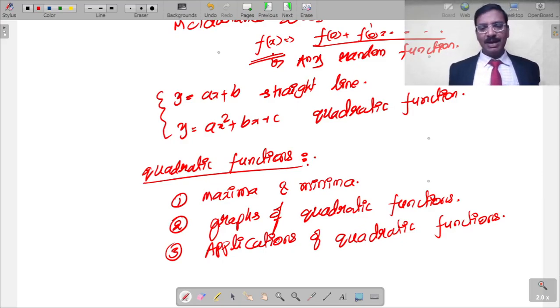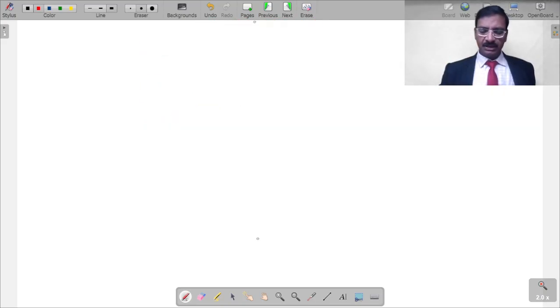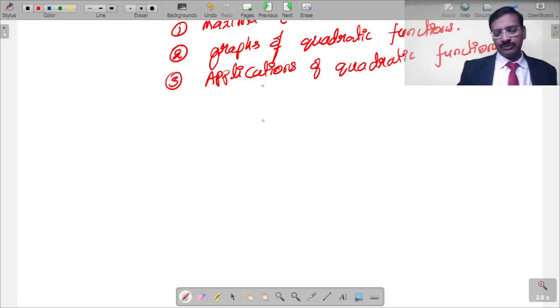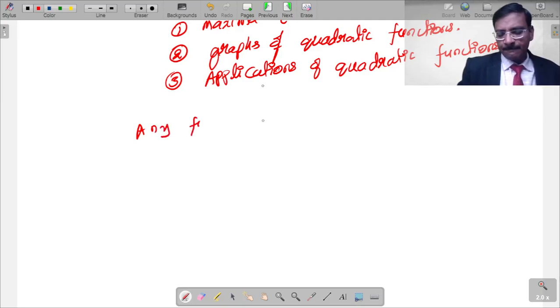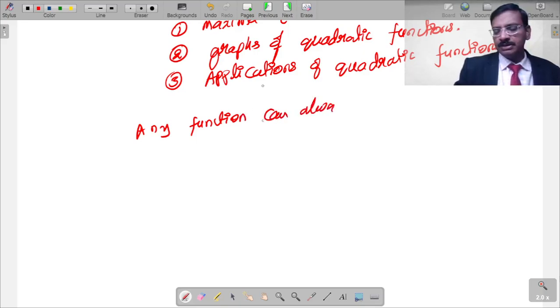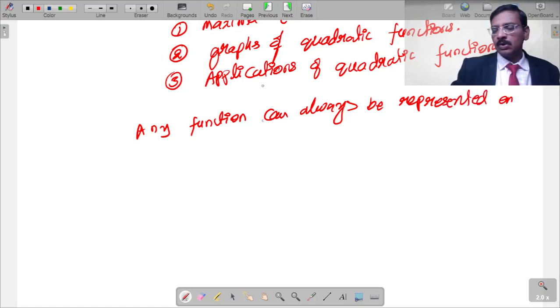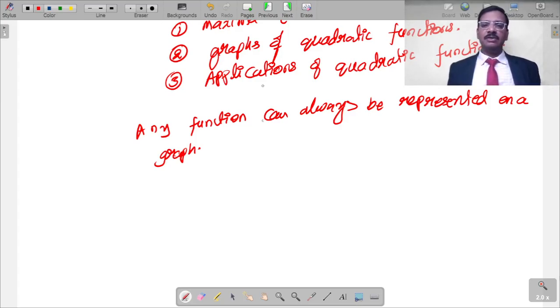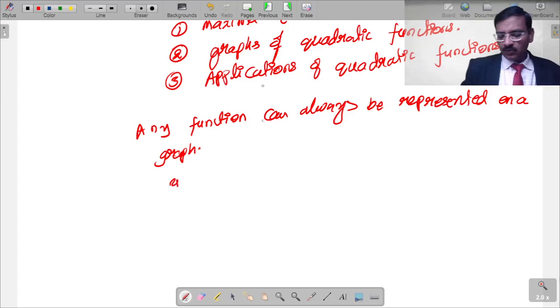So the first part is maxima and minima, right? So let us see what exactly is present in maxima and minima. First let us understand what we mean by maxima and minima. Suppose I have a function. Any function can always be represented on a graph, right? Now you can think of any random function, but the first function I am talking about is ax plus b.